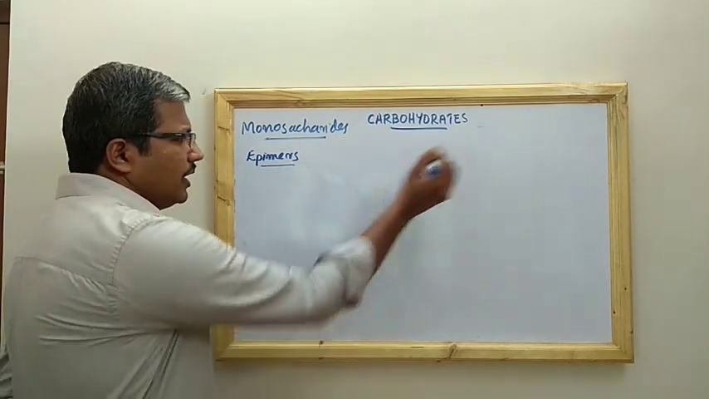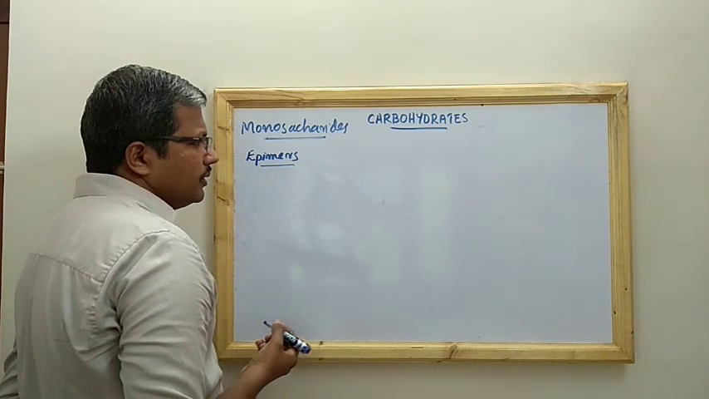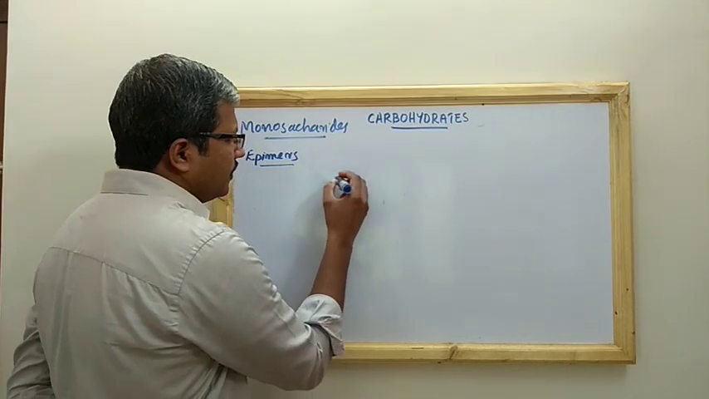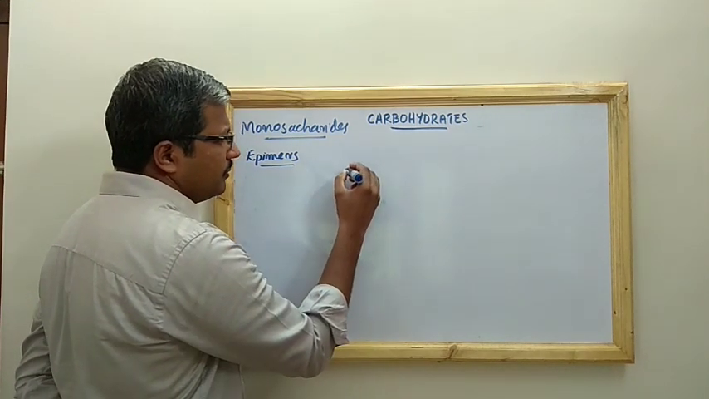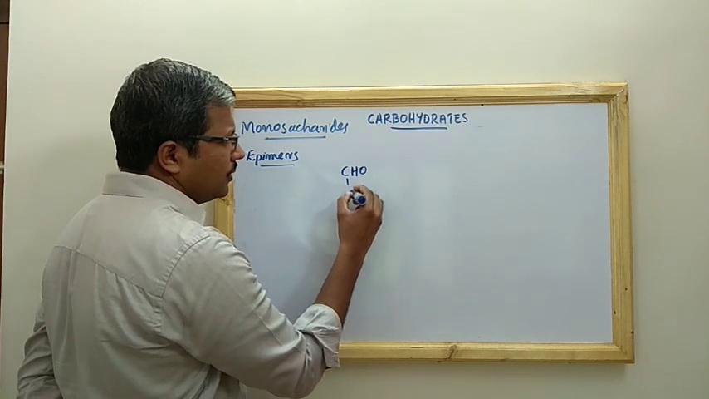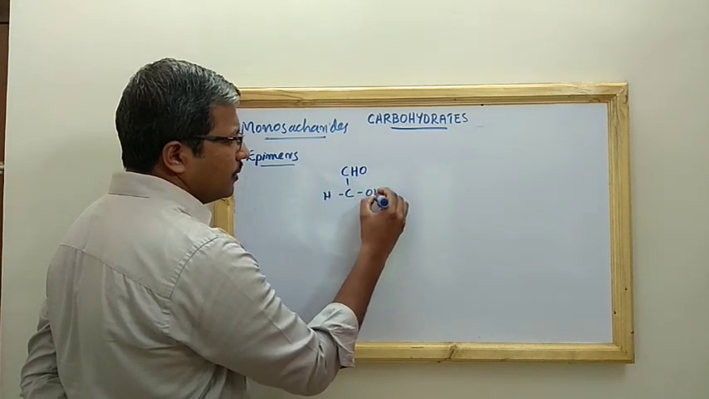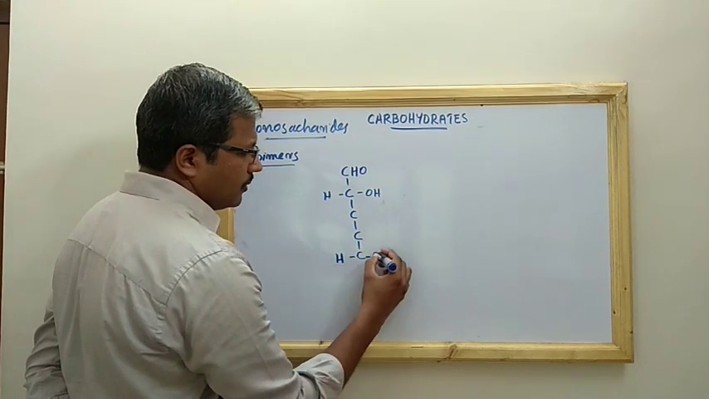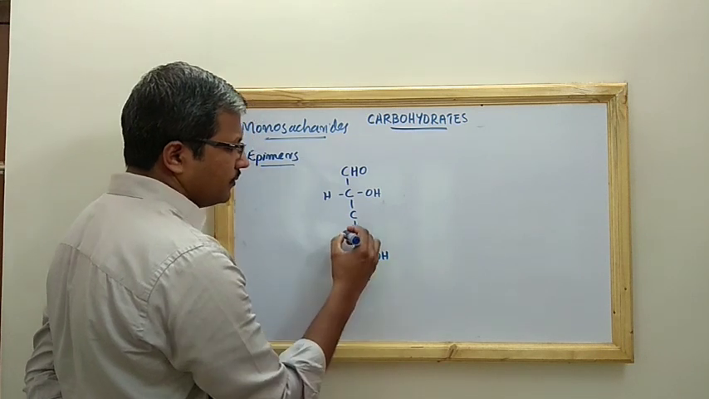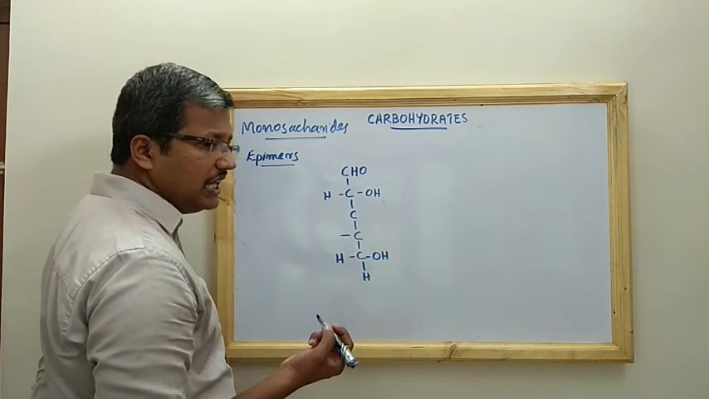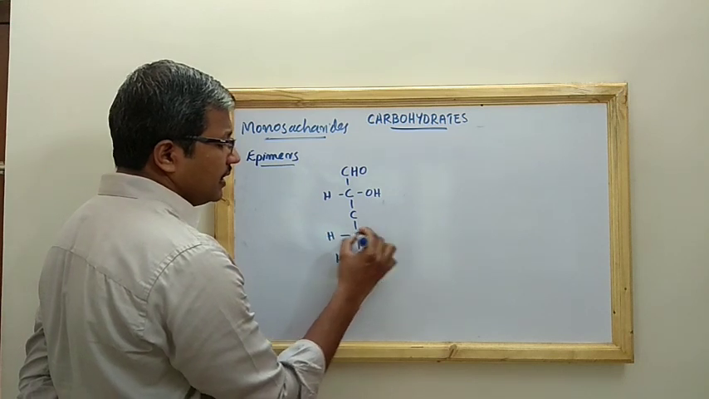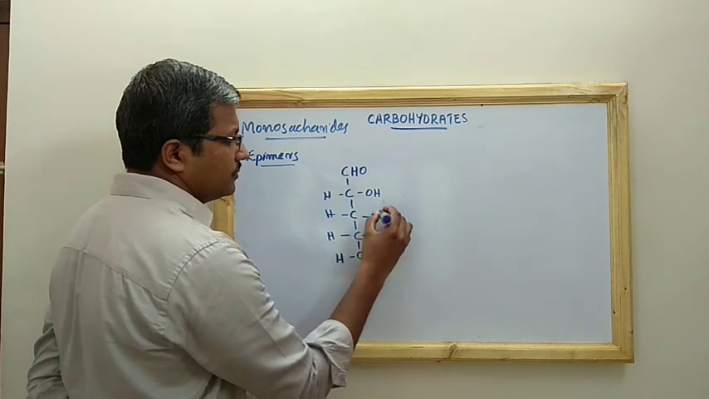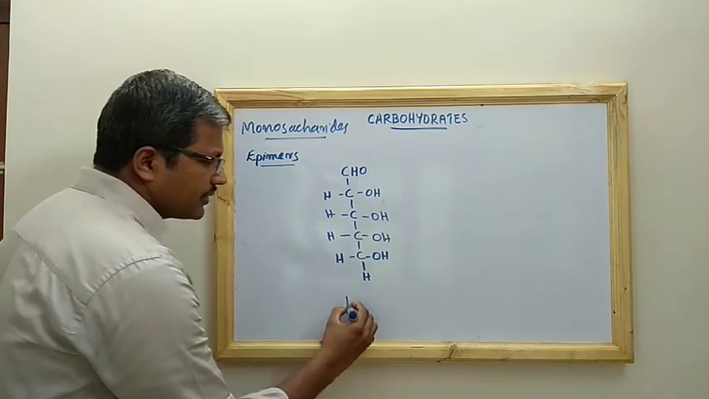So let us see. I am just writing, for example, ribose and arabinose. So the ribose structure, we know that CHO, CHOH, 5 carbons are there, 2, 3, 4, 5, OH, H. Then I am just writing the D-ribose, with OH, H, OH, H. Okay, so this is actually the ribose sugar.